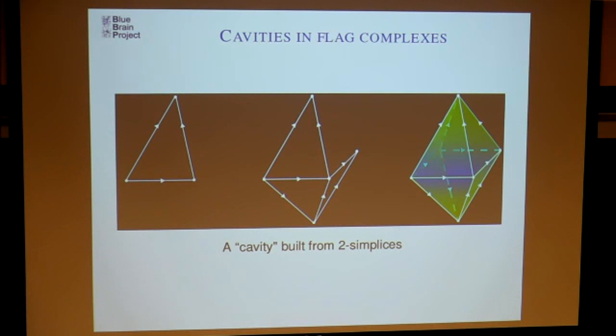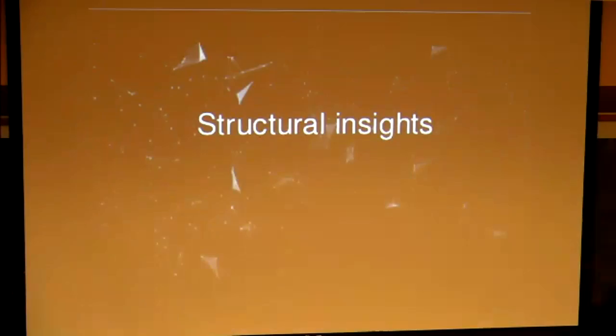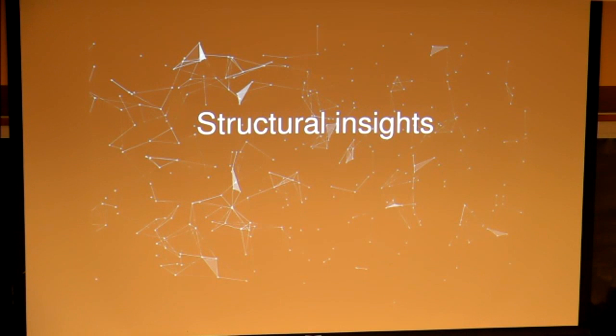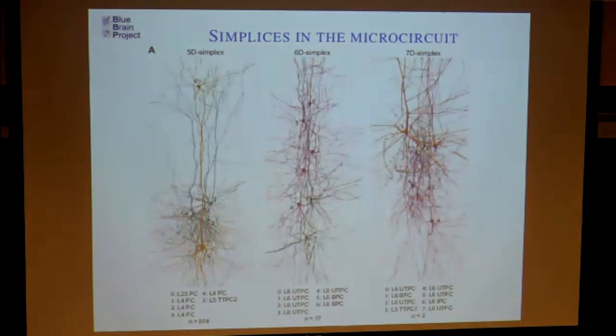We don't care for the moment about the identities of the different neurons and about their electrophysiology or anything like that. We just care who's connected to whom and how, and what are the multiple paths to get from here to there. And that's what we're going to be counting now. So I'm going to tell you about the structural insights we get by looking at this kind of topological representation of this network of neurons.